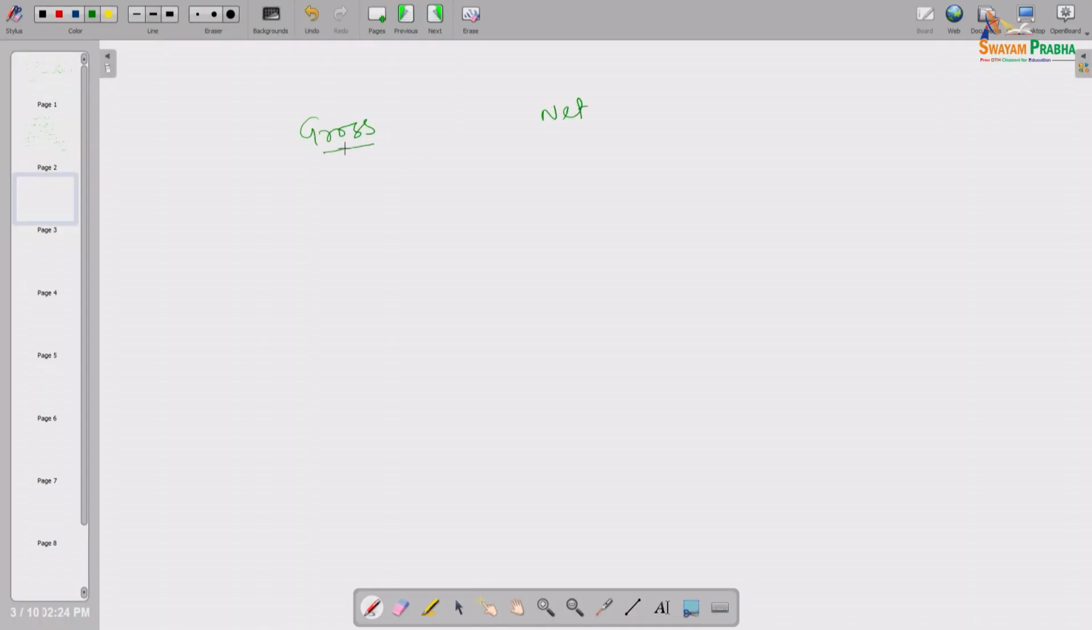So, gross domestic product, GDP, its counterpart NDP will be there, net domestic product. What is that? We have already clarified the definition of gross domestic product. Net is basically gross minus depreciation, that will be called net. What is depreciation? Depreciation usually of capital goods, okay.